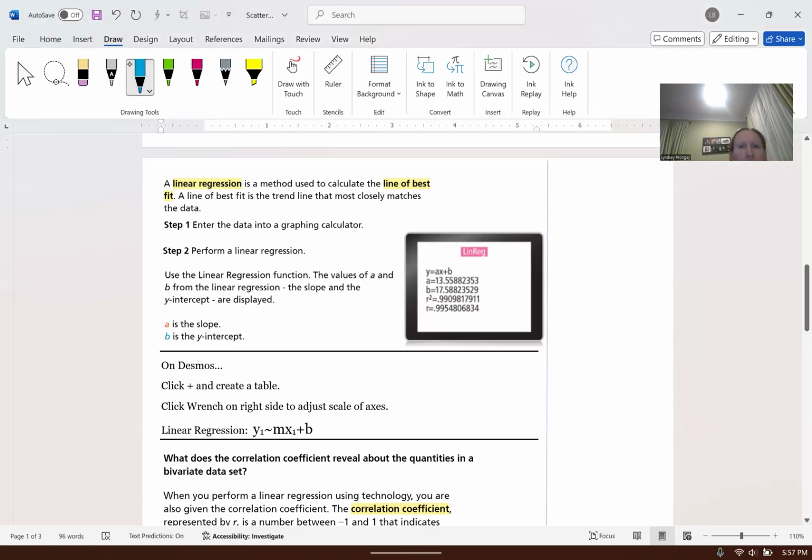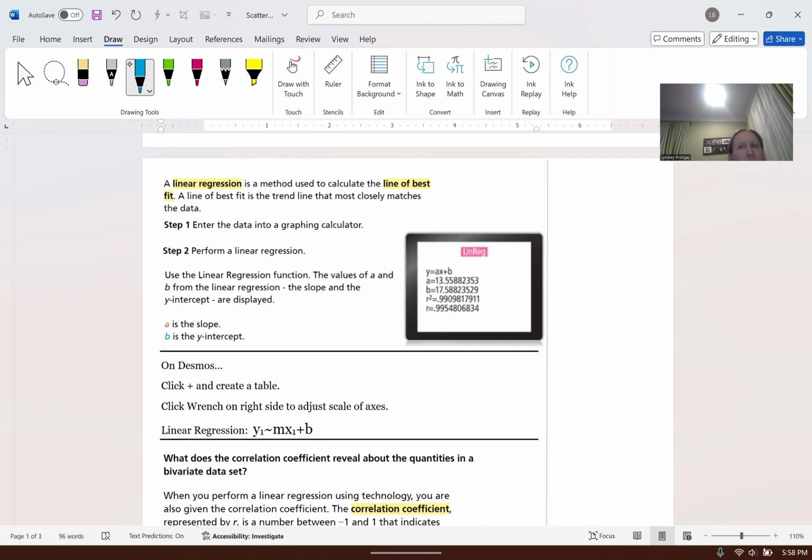Okay, so this is part two about scatter plots. And this is more so about using our technology to calculate those lines of best fit that we were talking about in our previous video. And so this is called linear regression.